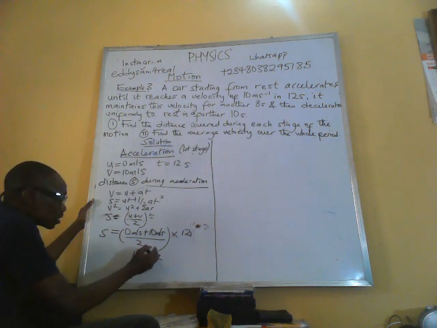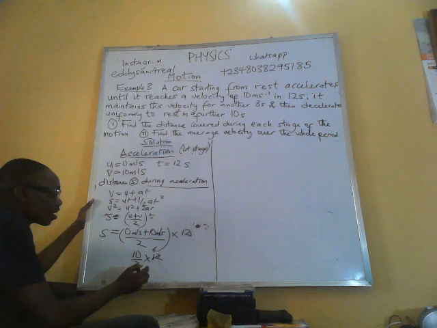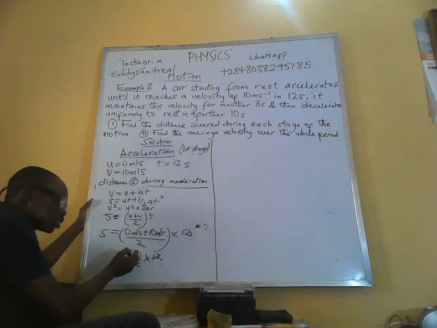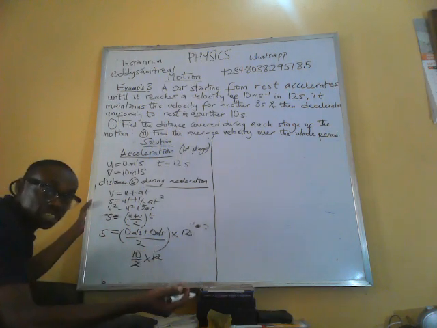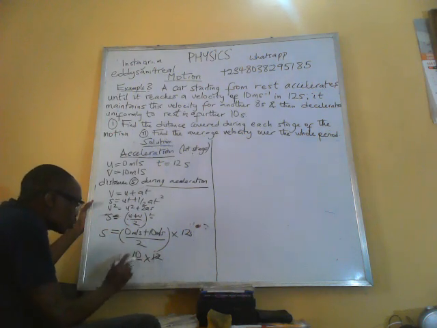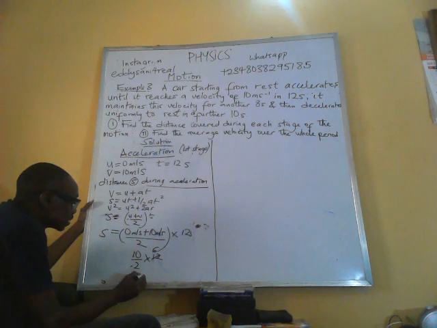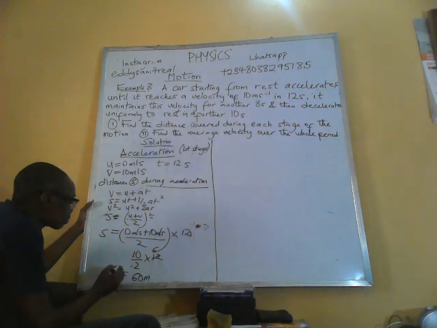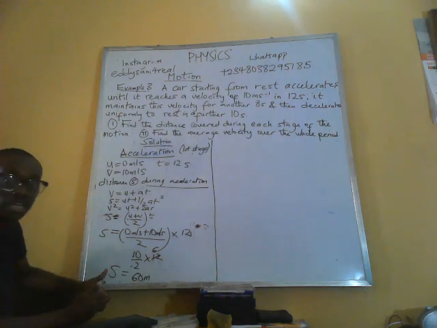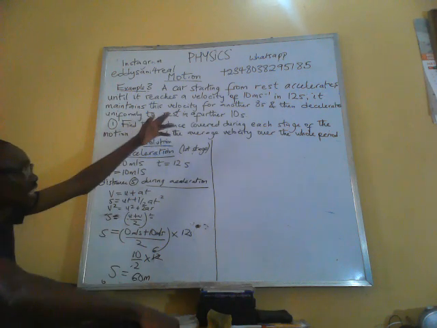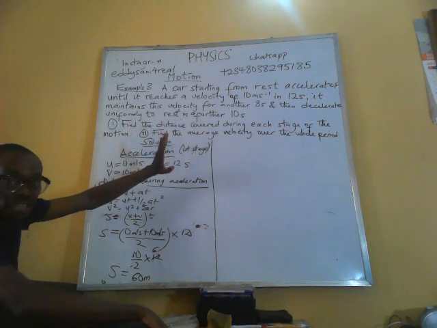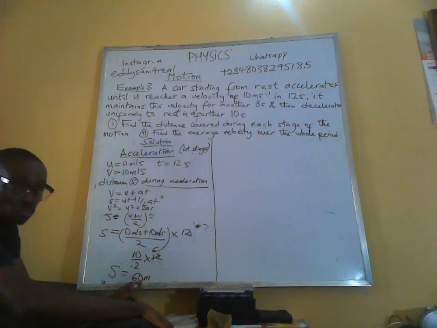2 in 12 is what? 6. Anyhow, whether you are saying 2 in 10 or 2 in 12, you will arrive at the same answer at the end of the day. So 2 in 12 is 6. 6 times 10 is 60 meters. So this is 60 meters because our units are consistent. There's no kilometer, there's no hour. So it's going to be meters.